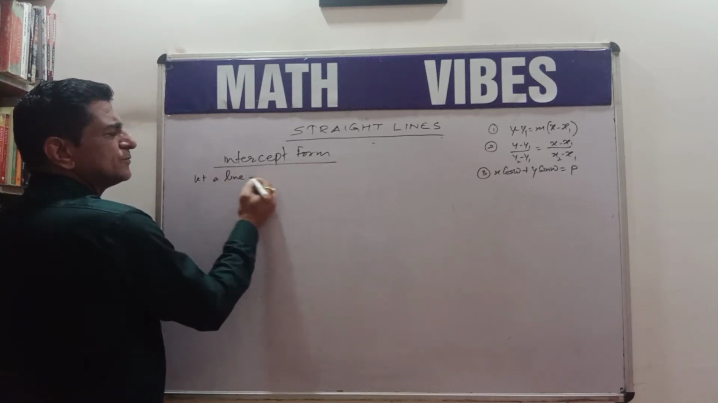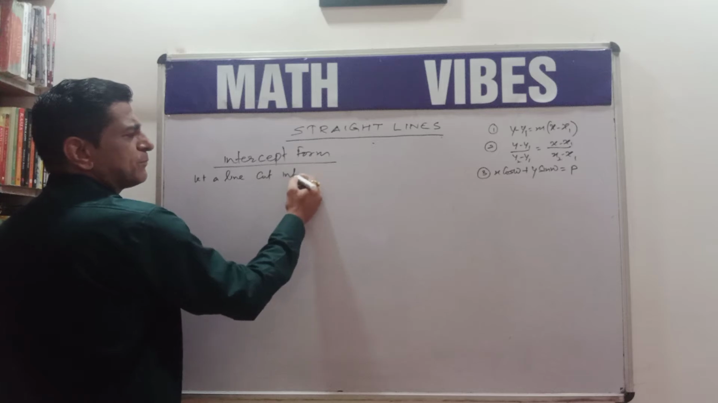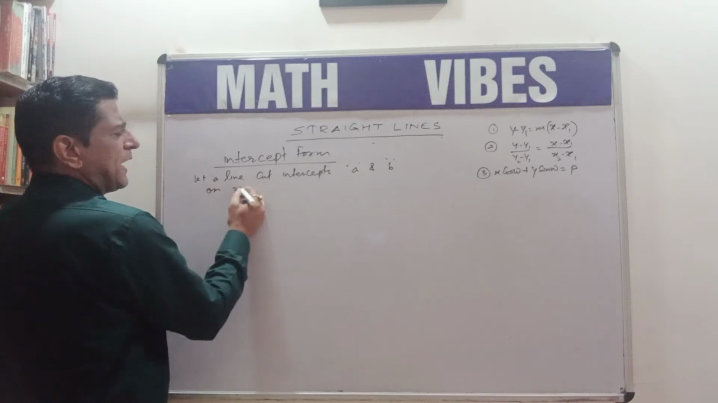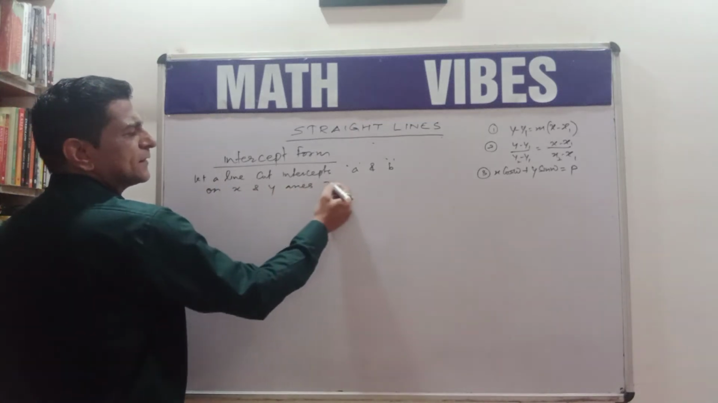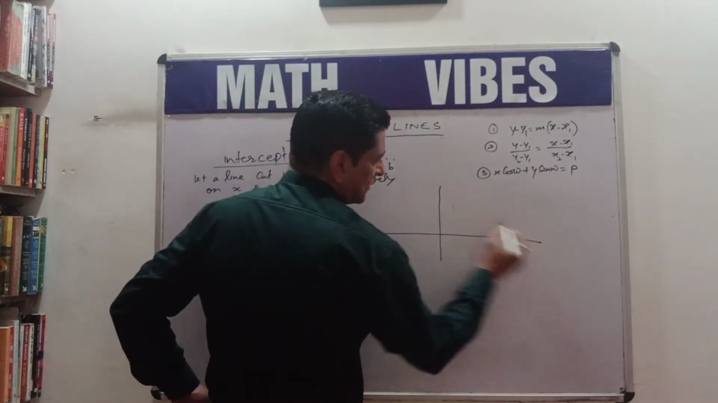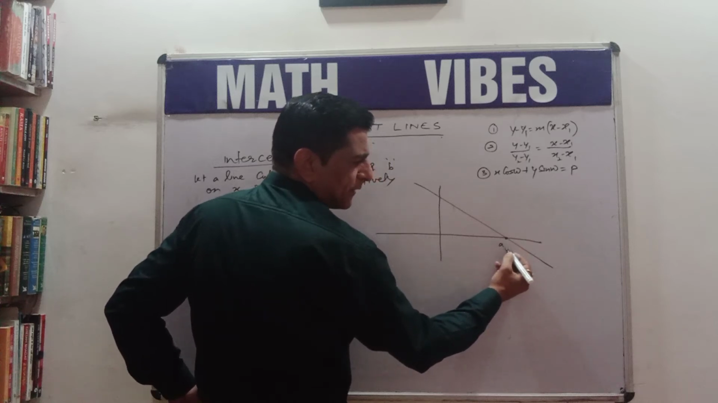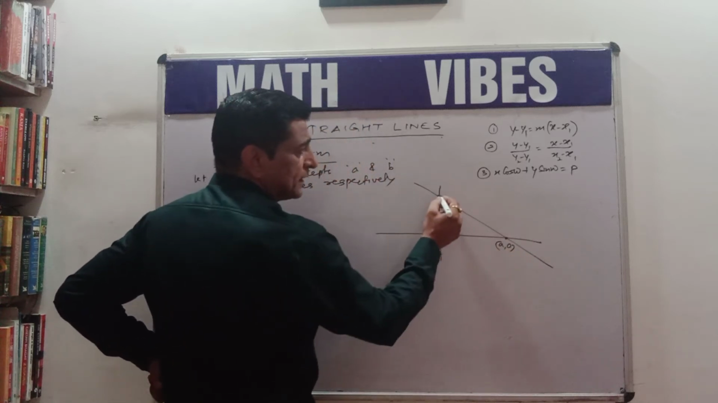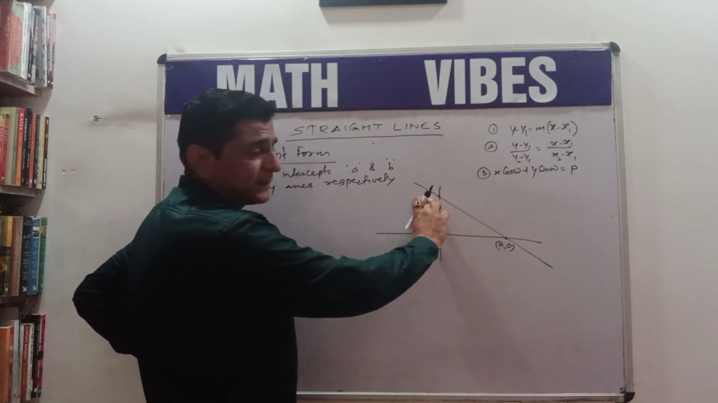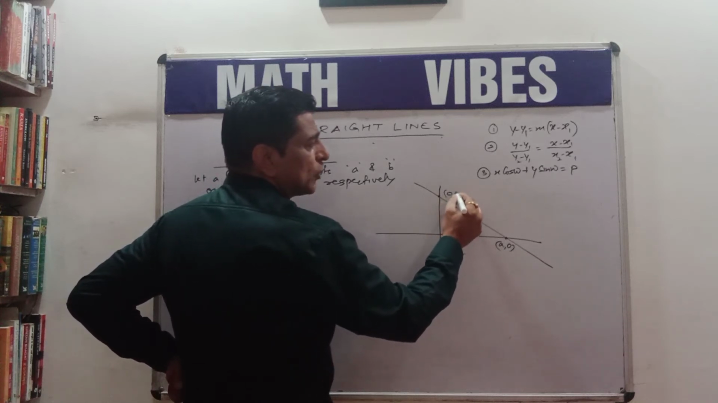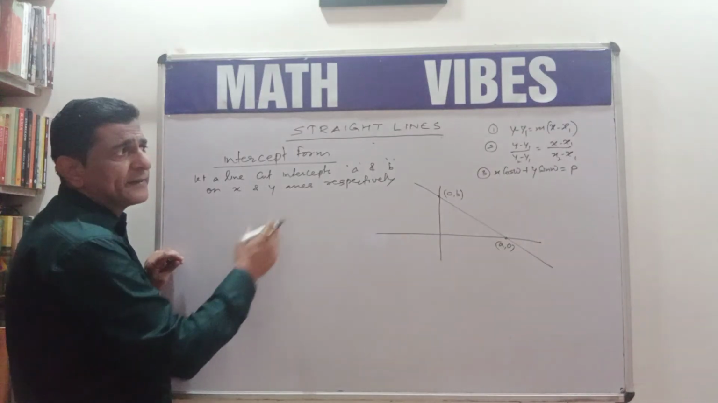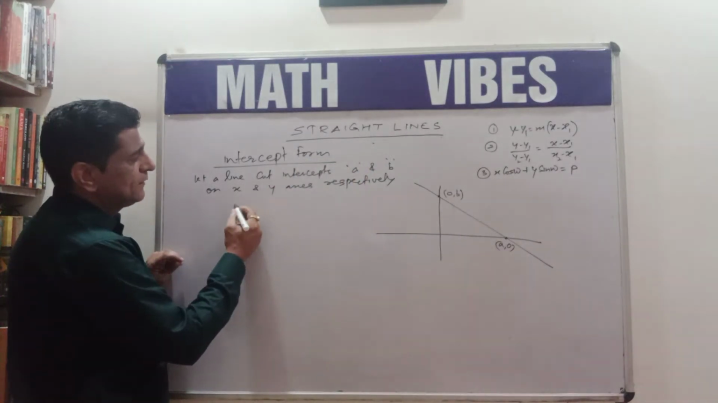Let a line cut intercepts A and B on x and y axis respectively. This is a line, here it cuts intercept A, so this point will be (A,0), and here it cuts intercept B, that means the length of y axis at which the segment is made is B, so this will be (0,B). So very easy it is. We can see that the line is passing through 2 points and we can easily apply the 2-point form, equation of line.